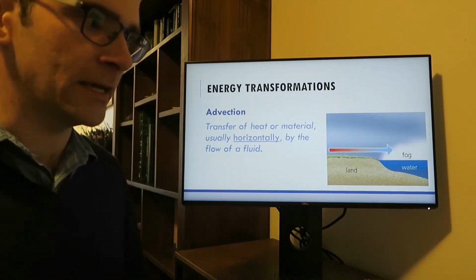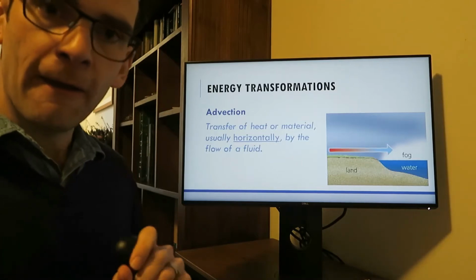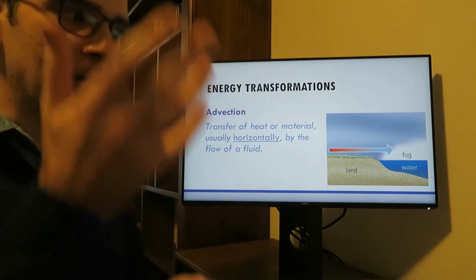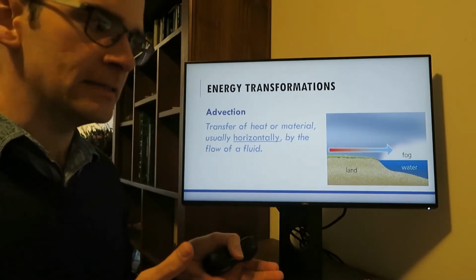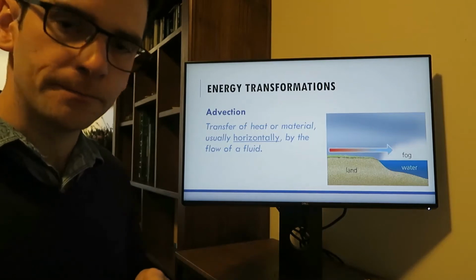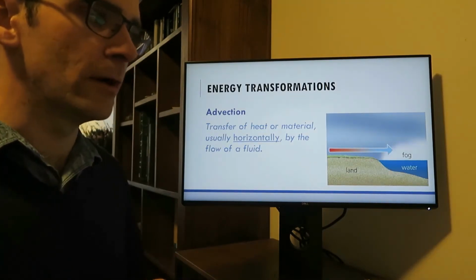Okay, so moving up or down, usually in a vertical process. Advection is similar in the sense that, instead of going up and down, and because of differences in densities, it's moving material through fluids in a horizontal fashion.